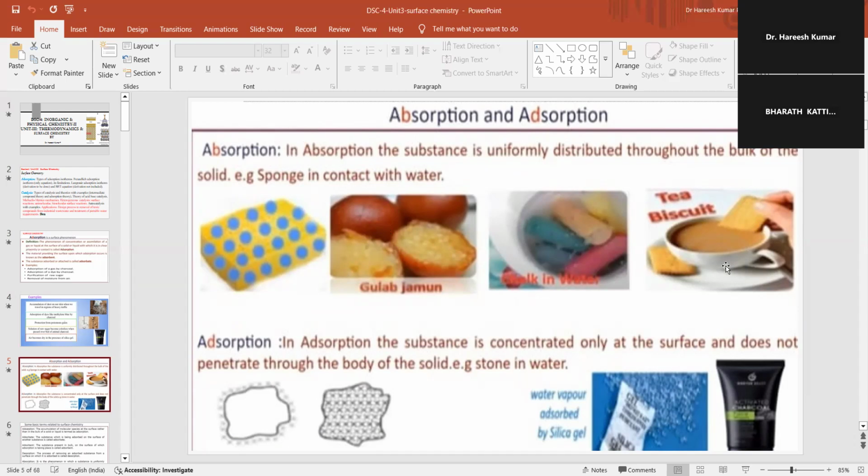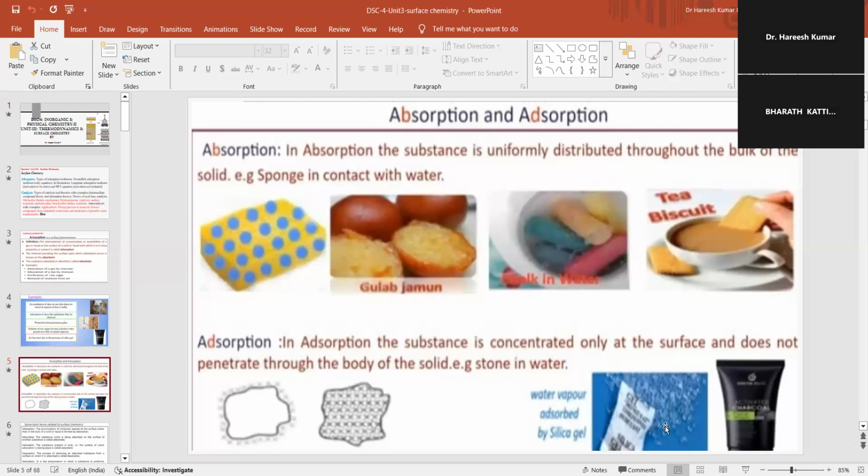And then rusk or biscuit in sugar. This is also an example of absorption. Then adsorption means it's only a surface phenomenon. That means it is present on the surface and it won't penetrate into the compound. This is an example of absorption. This is an example of adsorption.